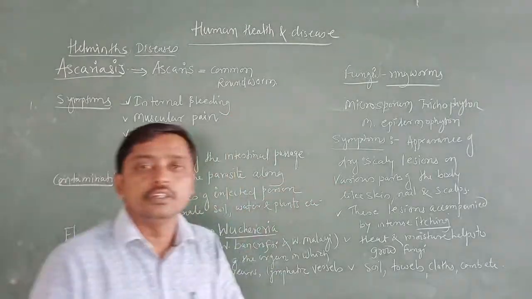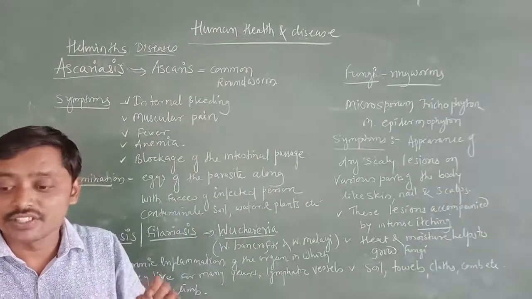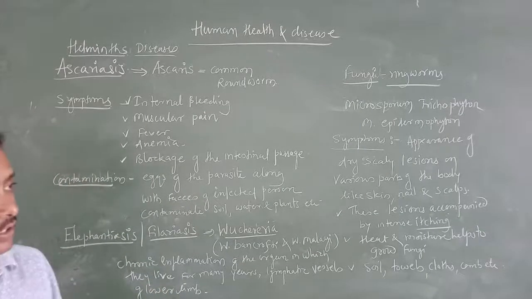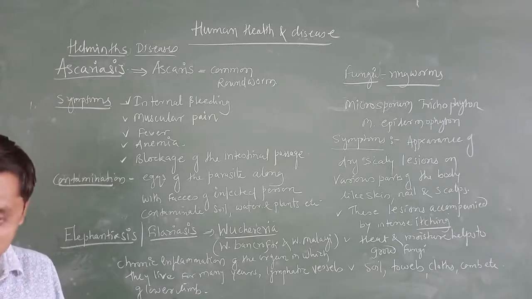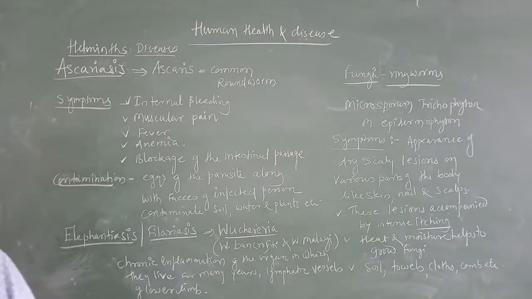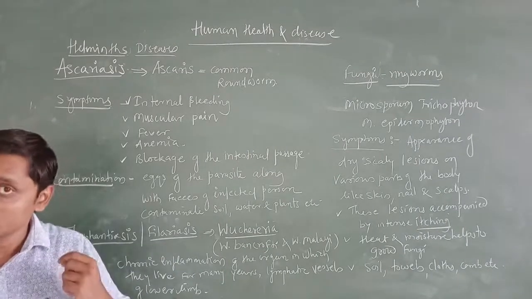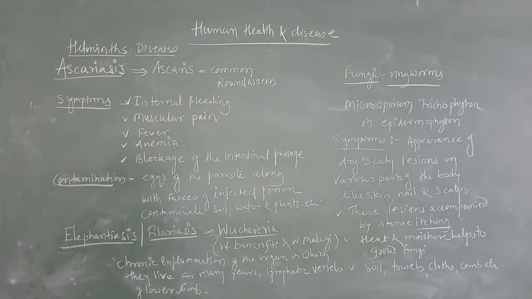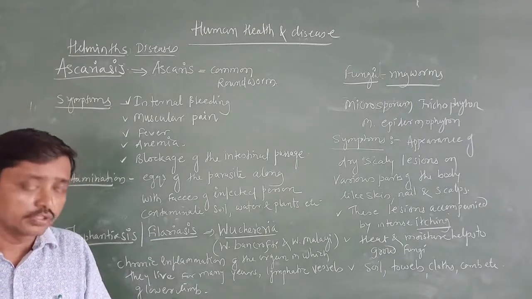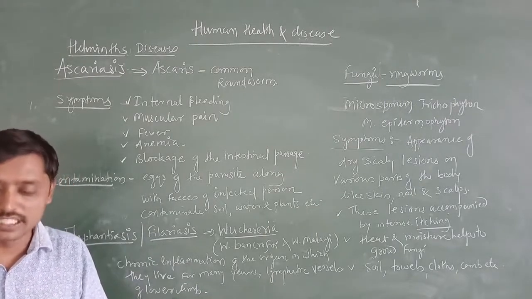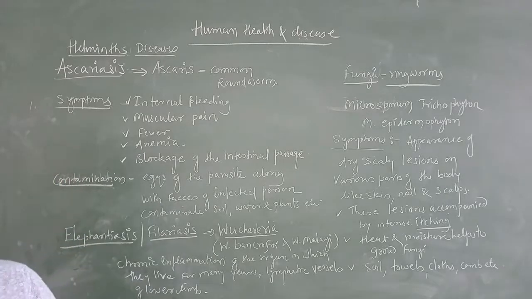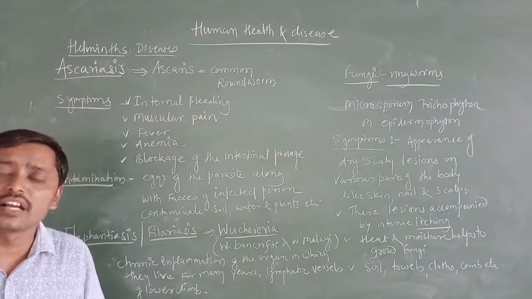And here we complete the concept of common diseases in human. Under this concept, we have studied so far pathogens. What is the definition of pathogen? The disease causing organisms are called pathogens. The examples for pathogens are bacteria, virus, protozoans, helminths, fungi, etc.